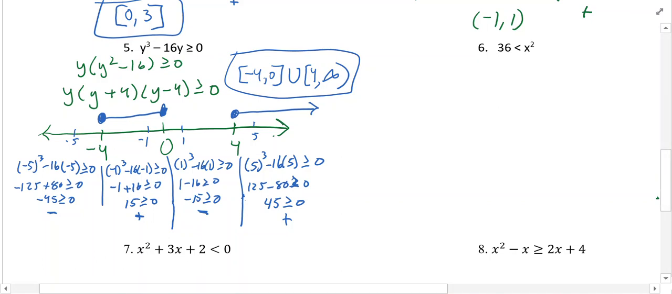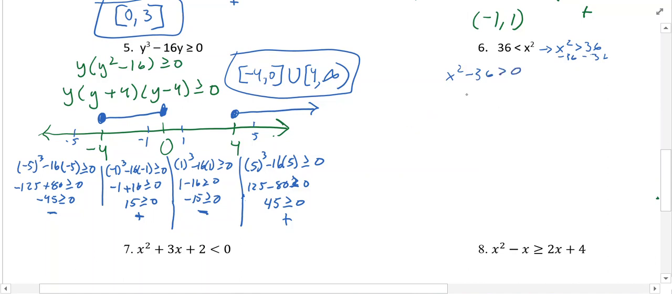So for 36, what we need to do now is remember everything needs to be set equal to 0, and the variable always has to go on the left-hand side. So the first thing I'm going to do here is I'm just going to switch this around. So this is saying 36 is less than x squared. So I'm going to rewrite that as x squared is greater than 36. Now to get it set equal to 0, I'm going to subtract 36 from both sides. So that's going to give me x squared minus 36 is greater than 0.